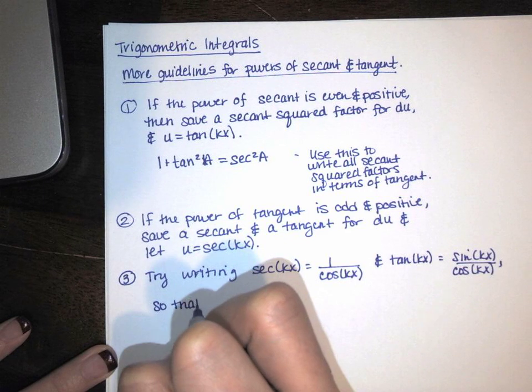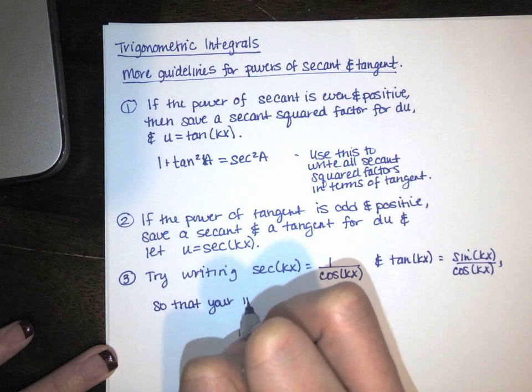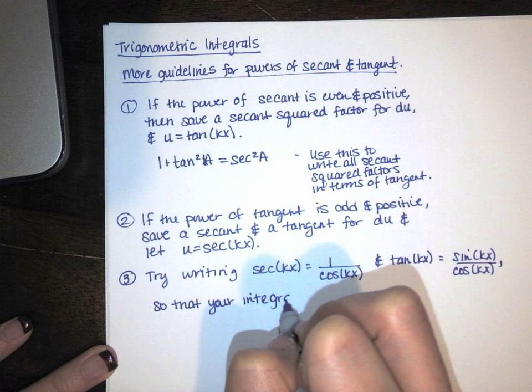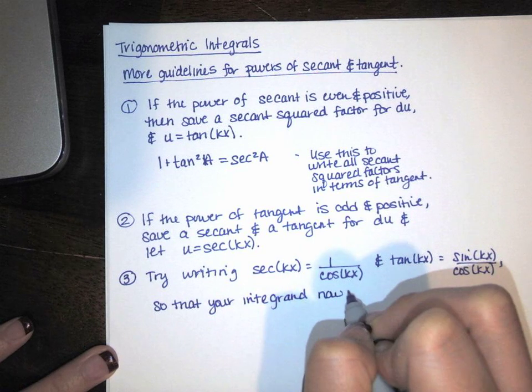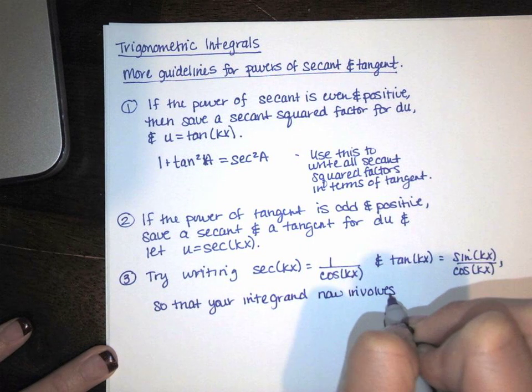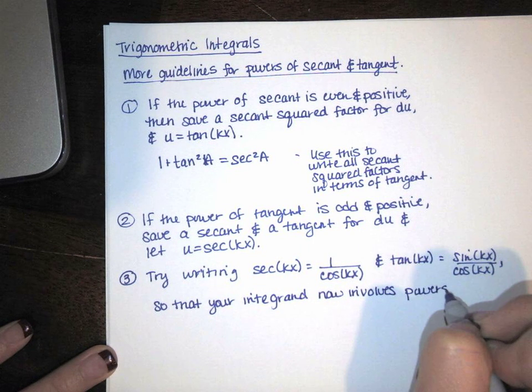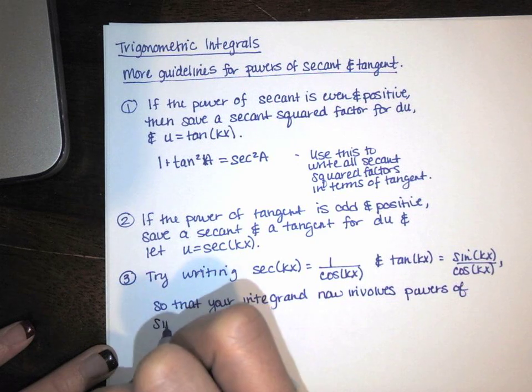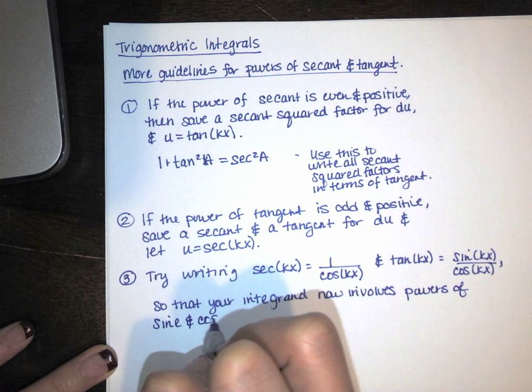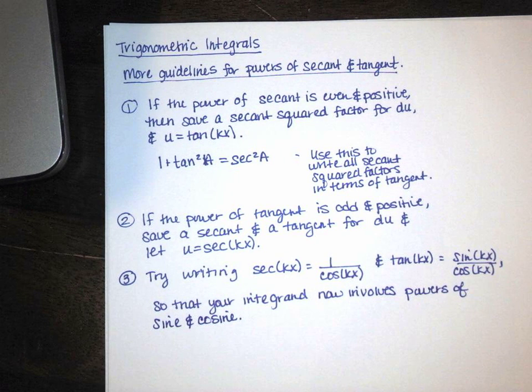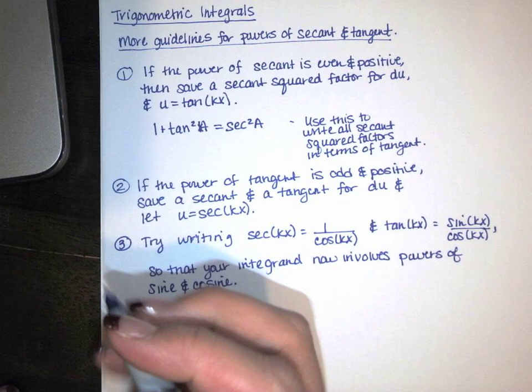so that your integral or your integrand now involves powers of sine and cosine. And then you just go to your sine and cosine rules, and of course you want to remember your reciprocal identities and your two Pythagorean identities that we've talked about. So that's another possibility.